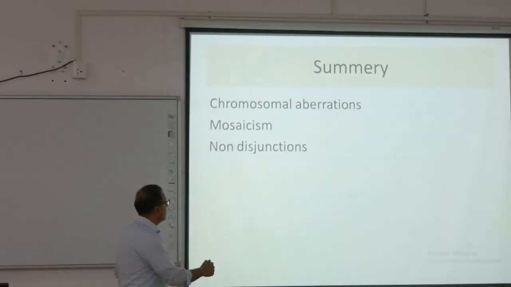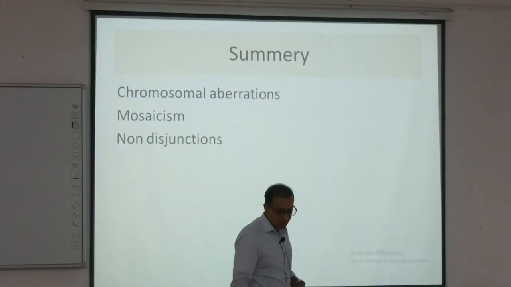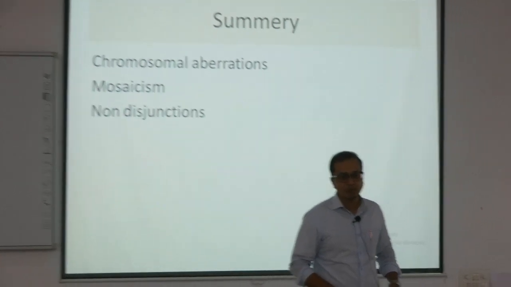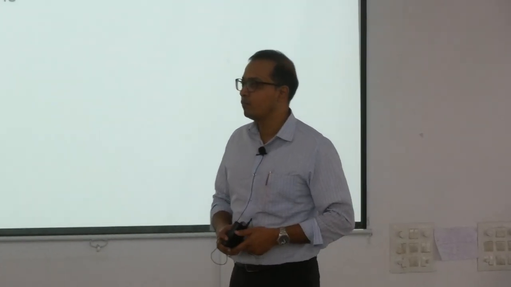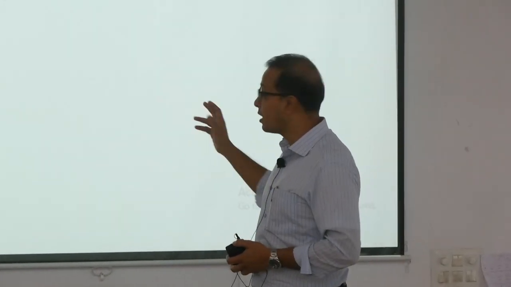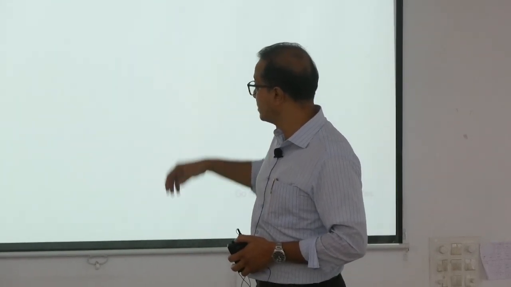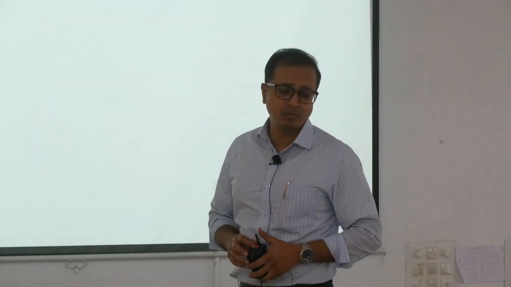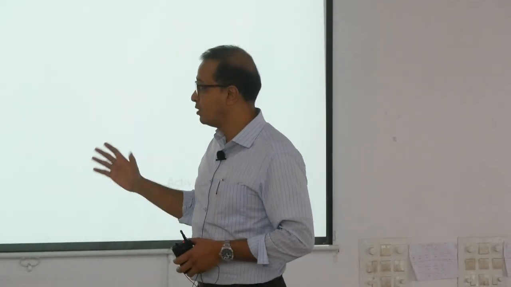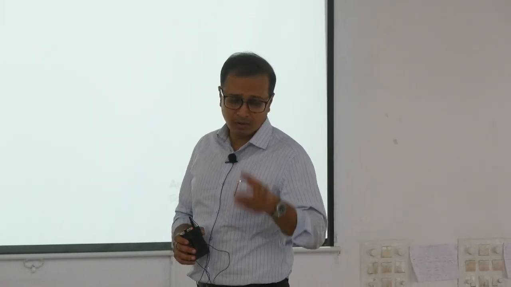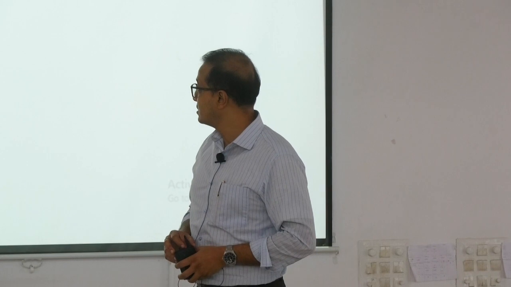Summarily, what you have done today: chromosomal aberrations, mosaicism and chimerism. That's what you have to know, the difference between them, who are chimeras and who are mosaics, and non-disjunction, the reasons for non-disjunction, and the fate of non-disjunction, which is the abnormal cellular divisions and abnormal chromosomal divisions amongst the cells.